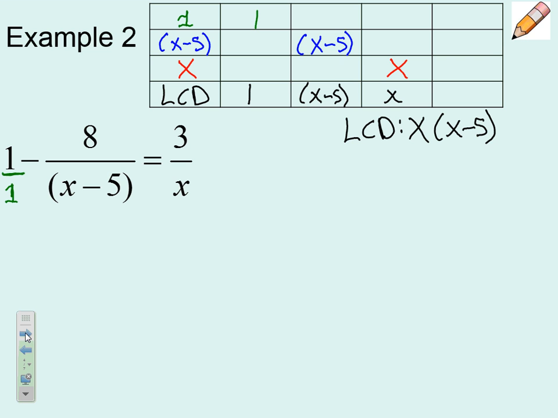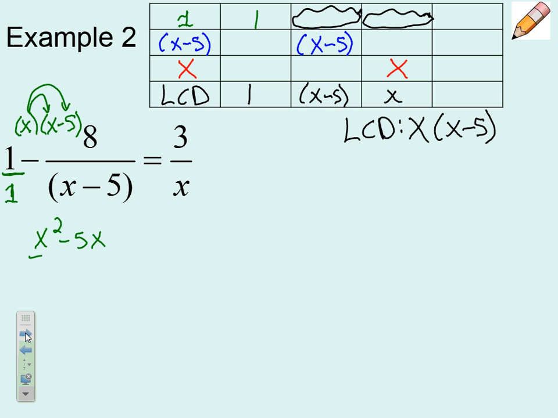Once I have that done, I need to go back through and see what I'm missing. So on the top, I'm missing an x minus 5 and an x. So when I come over to my first fraction, I need to take 1 times x and times x minus 5. Well, this one's not too bad because 1 times anything is just itself. So I'm going to distribute this x here, and I'm going to get x squared minus 5x all over my least common denominator.